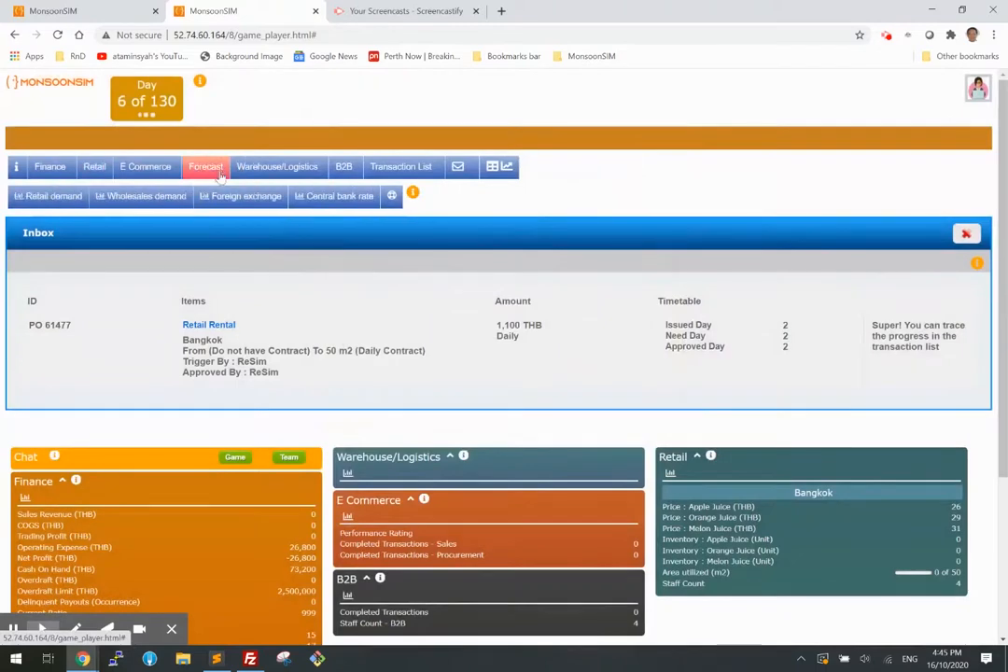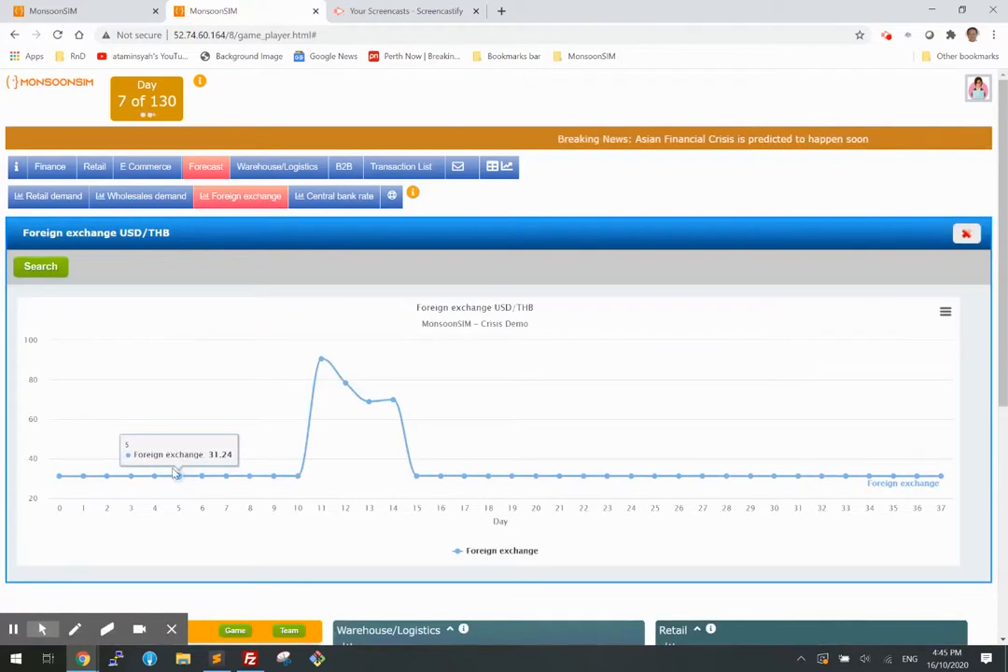Now, if you look at the exchange rate, currently we're on day 7. So we are right here, and you can see the breaking news already happening, right? There are news around saying that Asian financial crisis is predicted to happen soon. Okay, so let's just wait until it happens. Day 9. Day 10. All right, market crashes.